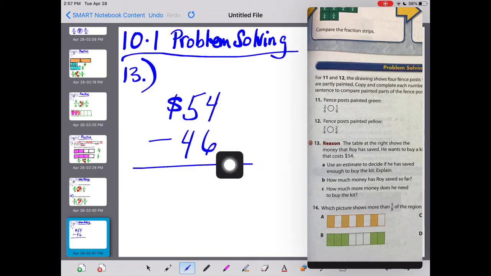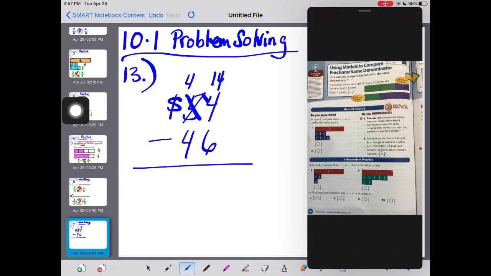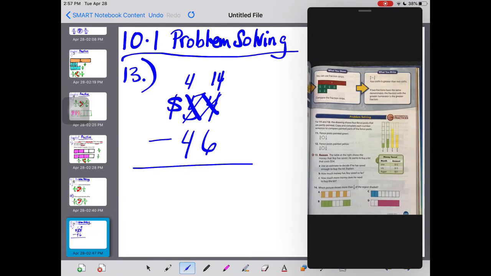4 minus 6, wait a minute. I can't take 6 from 4. If I only have 4 fingers, I can't take 6 fingers from that. So I need to go over to my 10s and take one of those 10s. I'm going to regroup one of those 10s. So I take the 5 10s, and I'm left with 4 10s, and I stick the other 10 over here, so 10 plus 4 is 14. Boom. So now I have 14 ones, yay! 14 minus 6 is 8. And then, of course, 4 minus 4 is 0. We don't have to put that there. He needs $8 to be able to buy that kit.